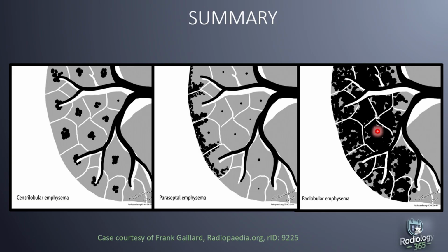So to summarize, centrilobular emphysema involves lung destruction in the center of the secondary pulmonary lobule. Paraseptal emphysema involves destruction of the lung in the subpleural and paraseptal areas, and panlobular emphysema involves destruction of the lung diffusely. So that brings us to the end of this discussion on emphysema.